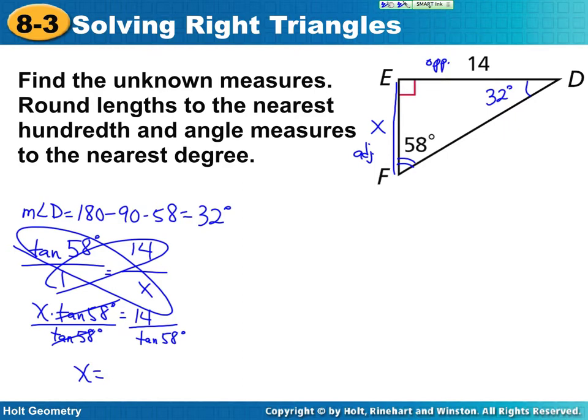Says nearest 100. 8.75? Yes? Makes sense? All right, so that side was 8.75.